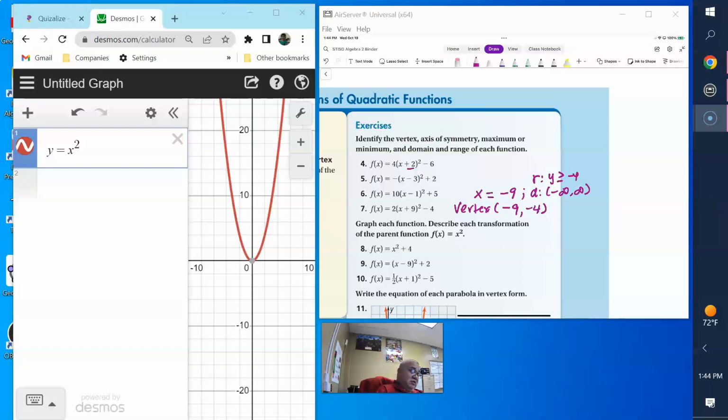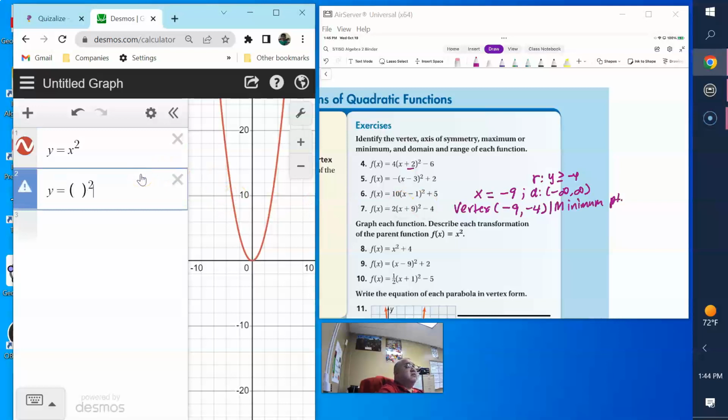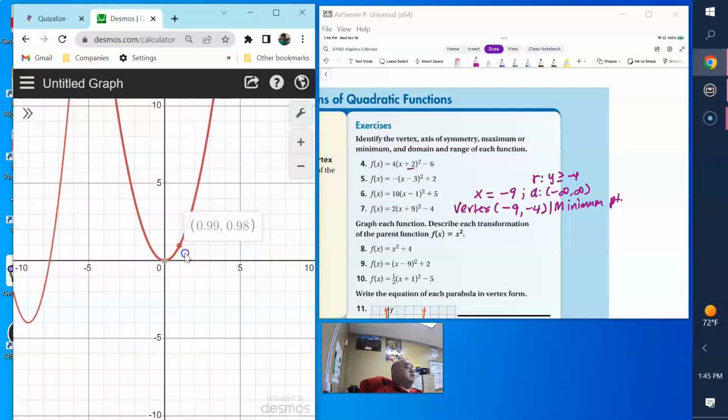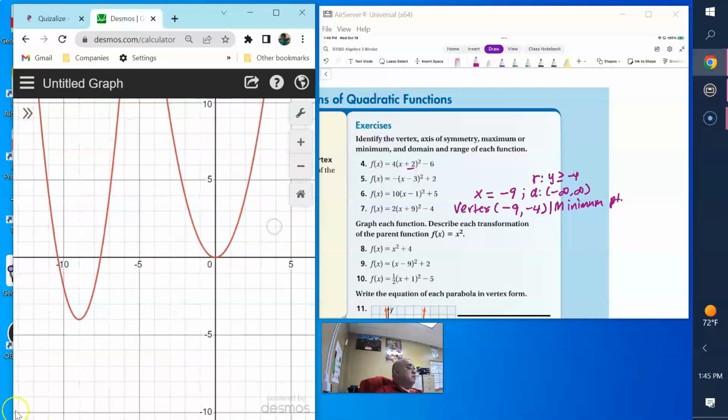And if you wanted to check this out, we have y equals, we know it's going to be squared, we know it's minus 4, we have (x plus 9). You notice that it shifts to the left. It goes down 4, and we know that it's going to get narrower by a factor of 2. And so there's our graph.